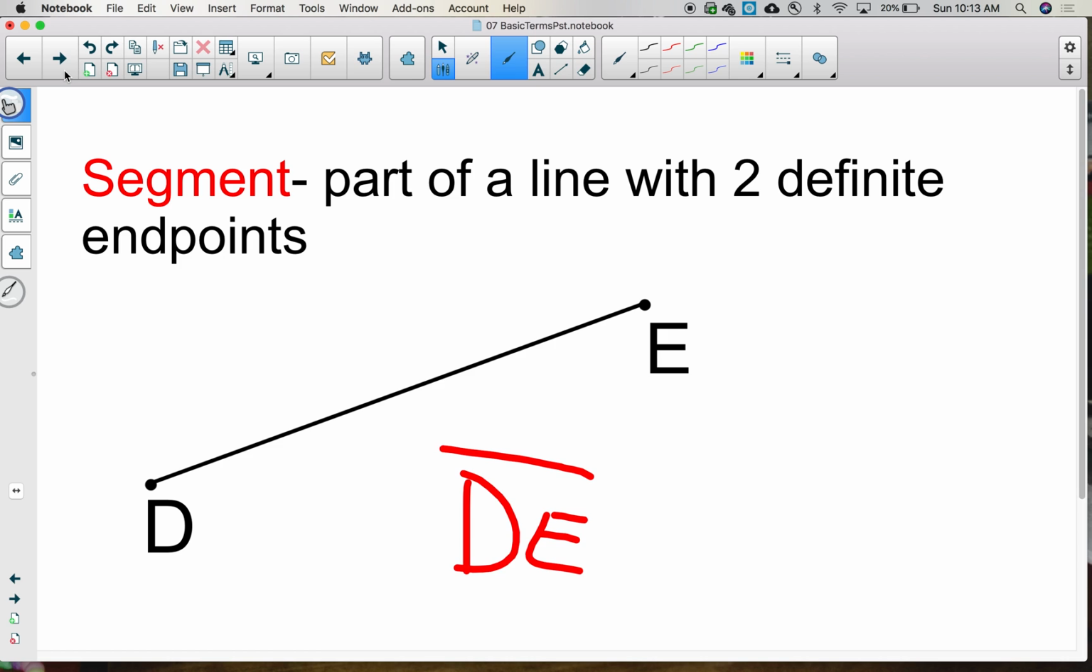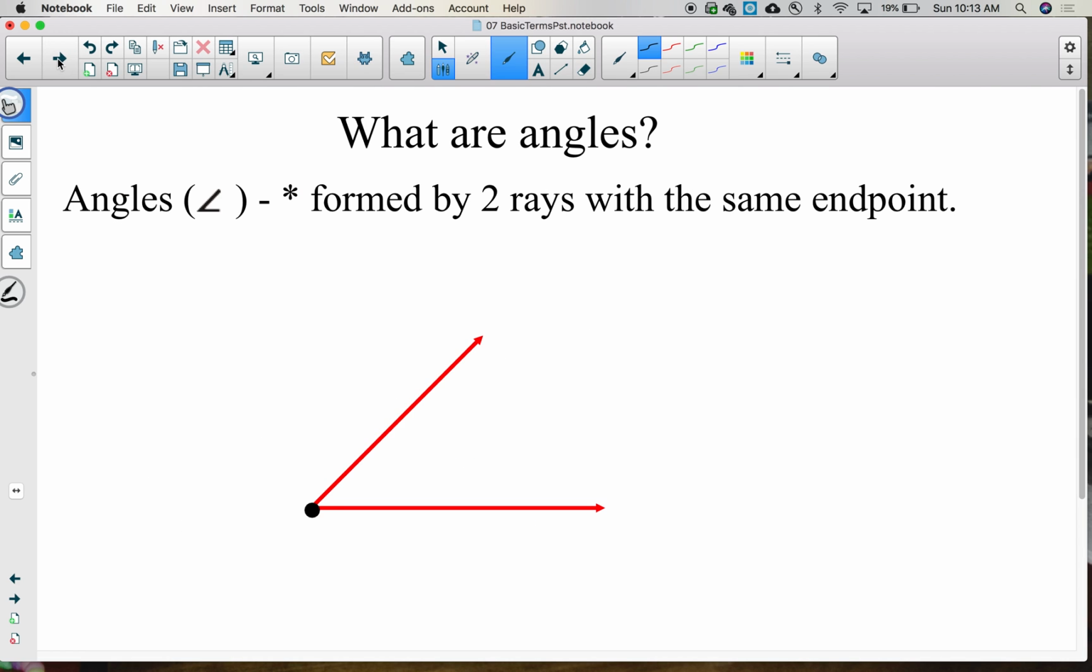A segment is part of a line with two definite endpoints. I know you've all talked about segments. Please look at the notation here. We have segment DE. Notice the notation. Okay, it's a segment, not a line. Okay, an angle is formed by two rays with the same endpoint. So this is the endpoint here for my ray, and when they connect at the same point, that creates an angle.